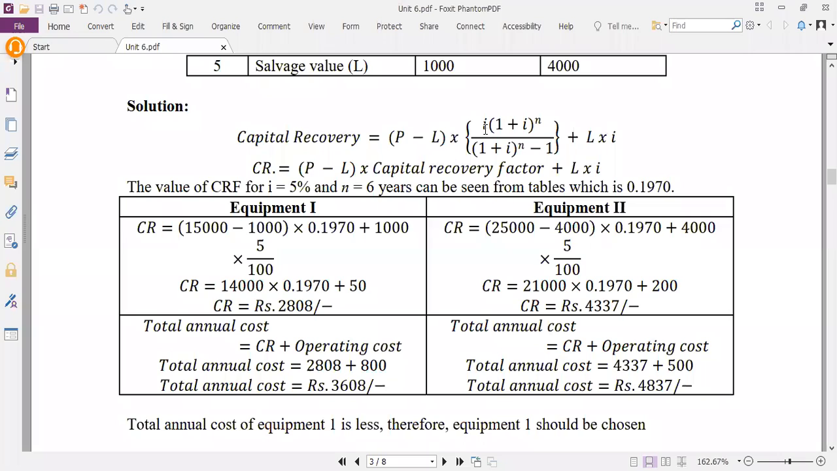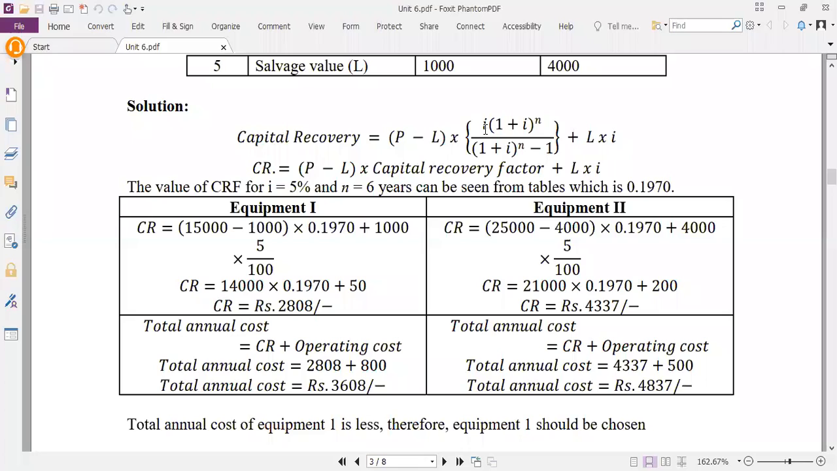Okay, so that value of CRF is coming as 0.1970. Is it right? So like this, that CRF value we have calculated. Then if you go further, what are the further things that we have to calculate?